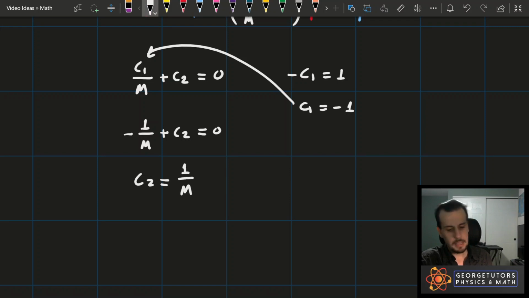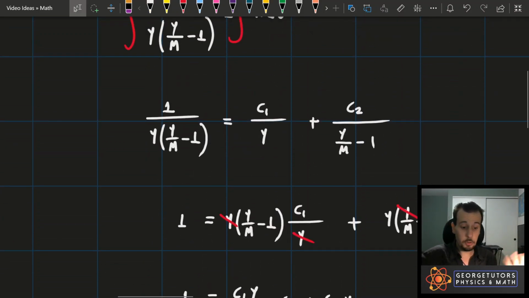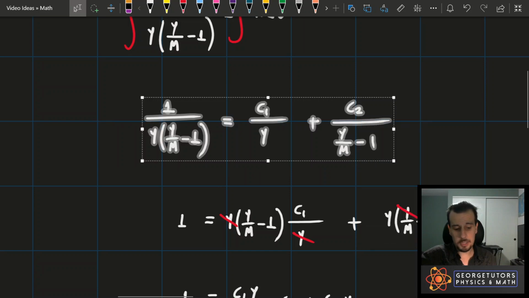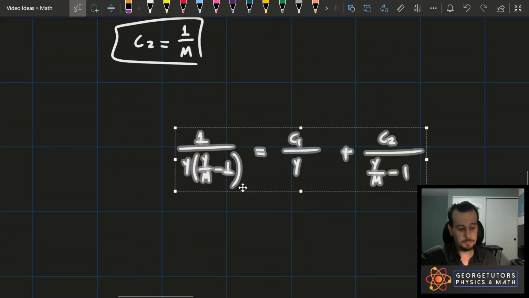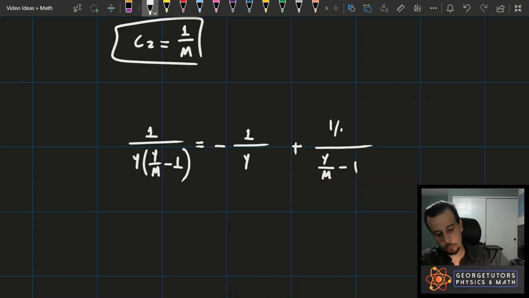That's about it. So having the constants right now readily available, I can actually carry out the original plan, which is to express the left-hand side as a sum. So I plug in c1, which was found to be negative 1, and I plug in c2, which was found to be 1 over m.